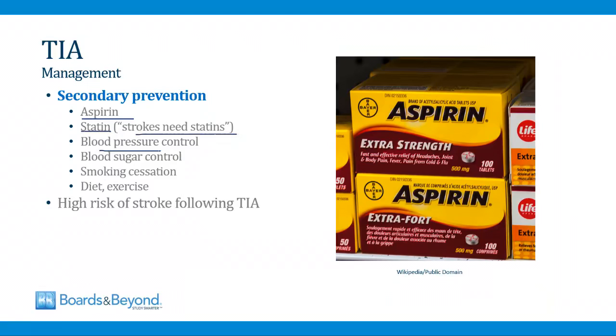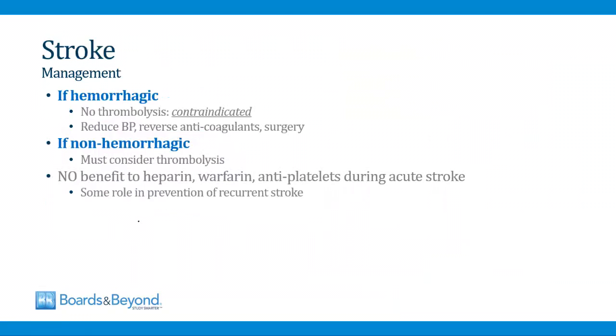You also need to control their blood pressure and their blood sugar if they have hypertension or diabetes. You should counsel them to quit smoking if they're smokers, and they should be counseled to eat a healthy diet and exercise. And once again, you do all these things here because there's a very high risk of stroke following TIA. So TIA is somewhat easy to manage because the neurologic symptoms have resolved.